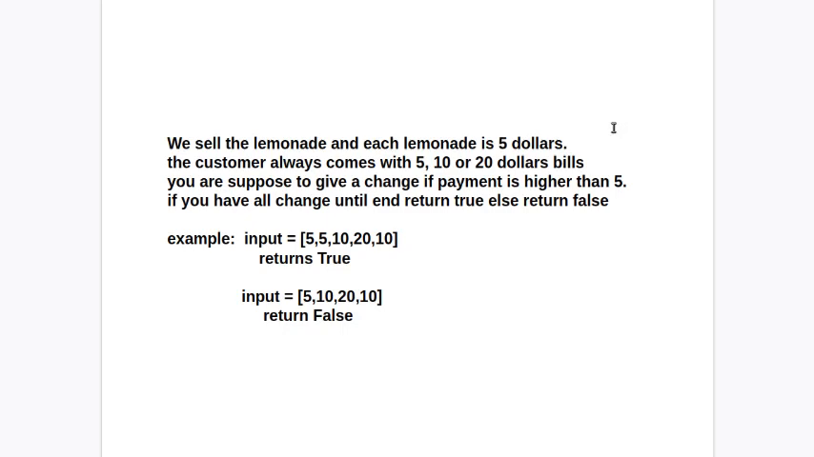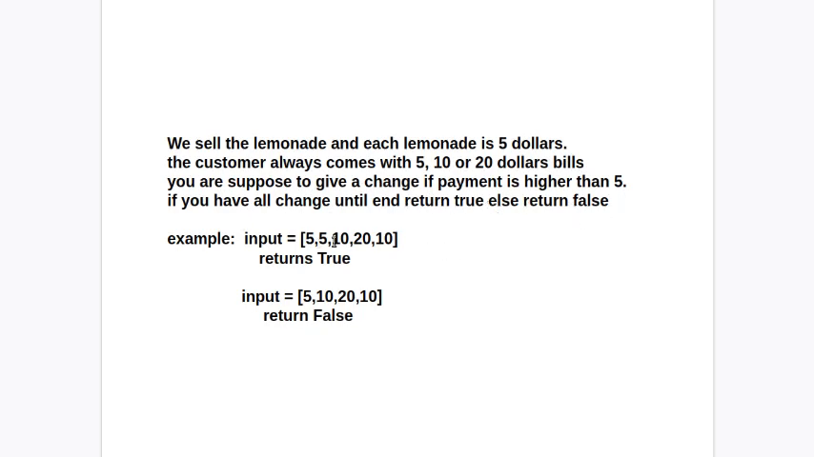So this is the problem. We sell lemonade, each lemonade is $5. The customer always comes with a $5, $10, or $20 bill. You are supposed to give change if the payment is higher than $5. If you can give change to everyone until the end, return true, else return false.